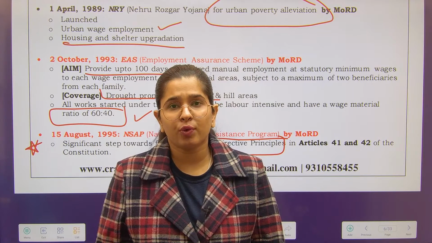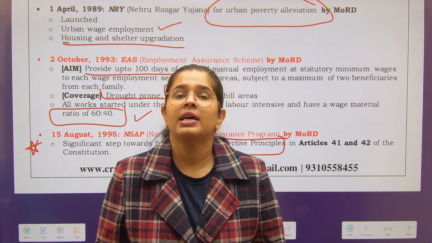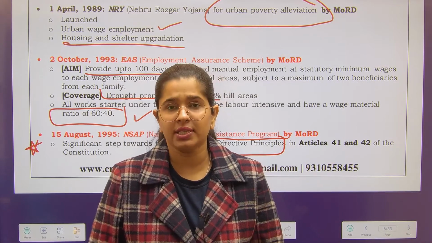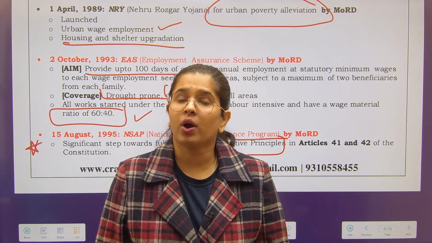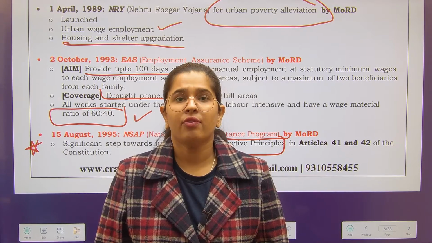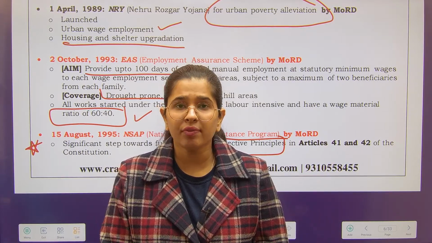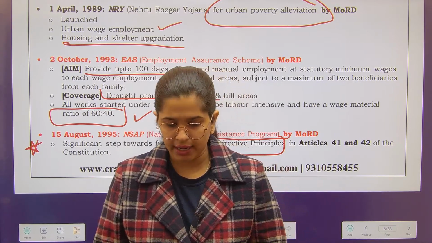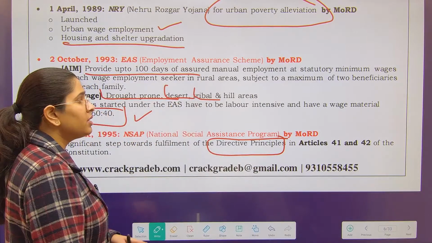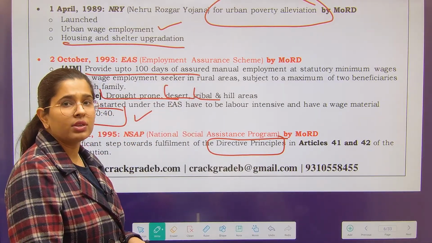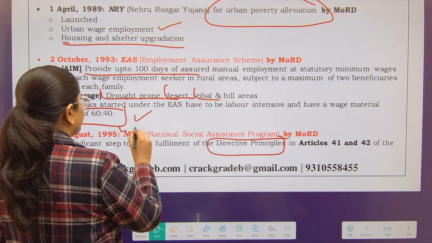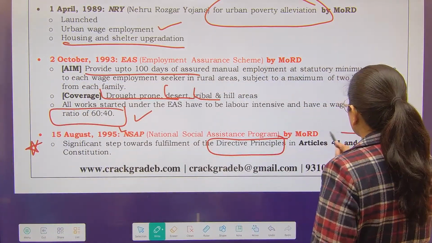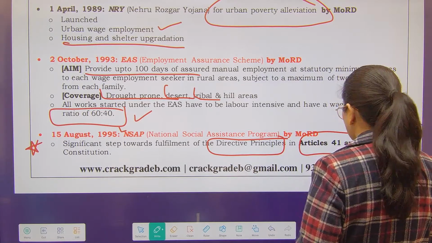State should be able to provide work for the unemployed. State should be able to provide social assistance in the time of distress for women who are in need, for the elderly, for the disabled, so that everyone could live a quality life, right? So with this particular intention, the National Social Assistance Program was started in order to fulfill the directive principles which are given in Article 41 and 42 of the Indian Constitution.